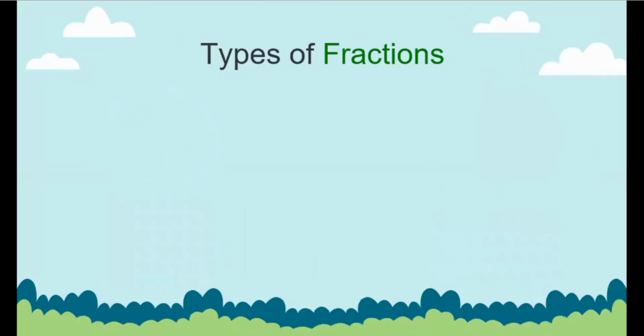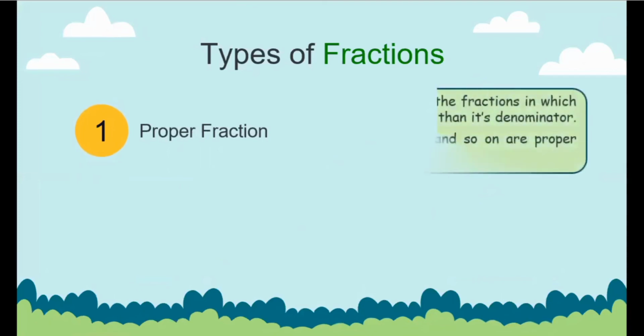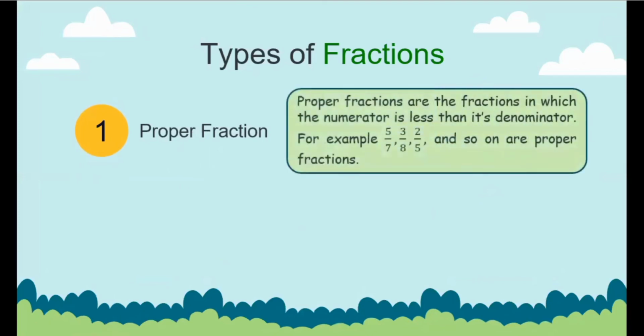And next, there is the types of fractions. First, there is proper fraction. Proper fractions are the fractions in which the numerator is less than its denominator. For example, 5/7, 3/8, 2/5, and so on are proper fractions.